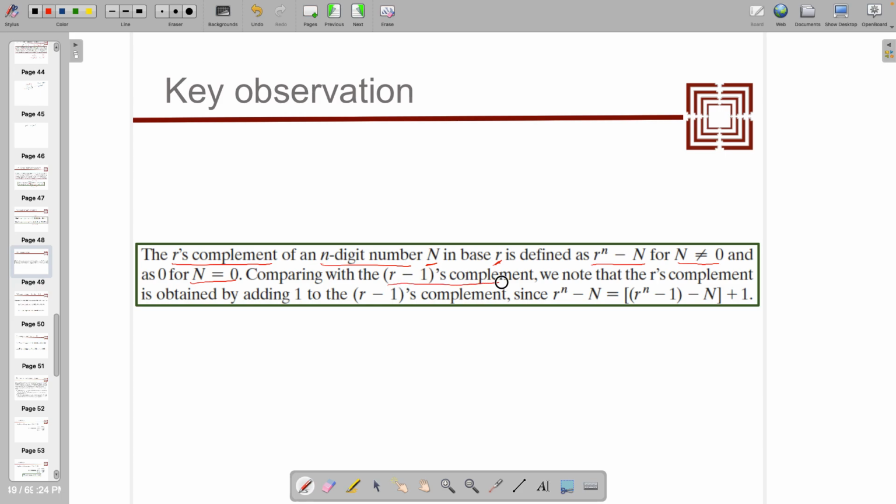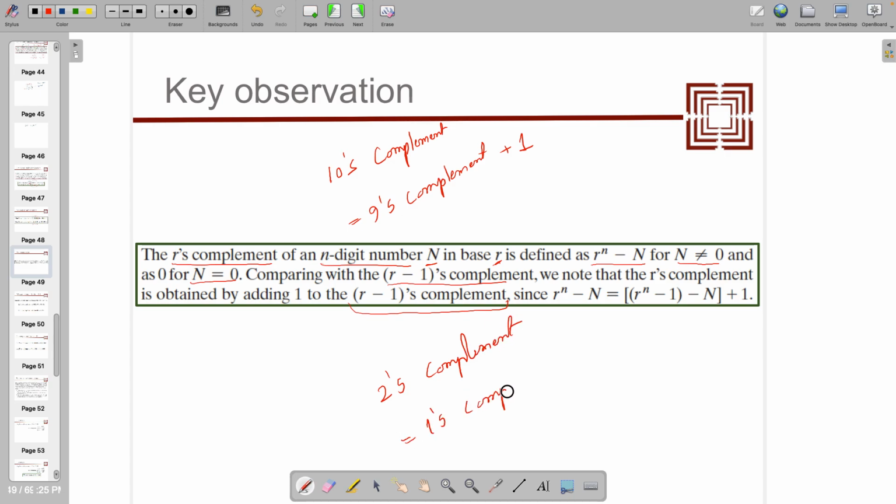Comparing with the r minus 1's complement, we note that the r's complement is obtained by adding 1 to the r minus 1's complement. If you are interested in finding out, let us say, the 10's complement, then the 10's complement is nothing but the 9's complement plus 1. In the same way, if I am interested in the 2's complement, that is equal to the 1's complement plus 1.